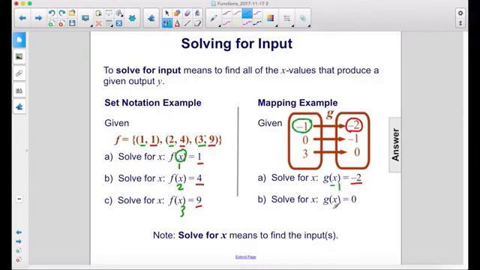Solve for x. G of x equals 0. So if the output value is 0, here's our output values. There's 0. Which x input value gave us 0? That is 3. Solve for x means to find the inputs. So we're kind of just moving backwards from what we were doing before. Now we're given the outputs and we just need to find the inputs.